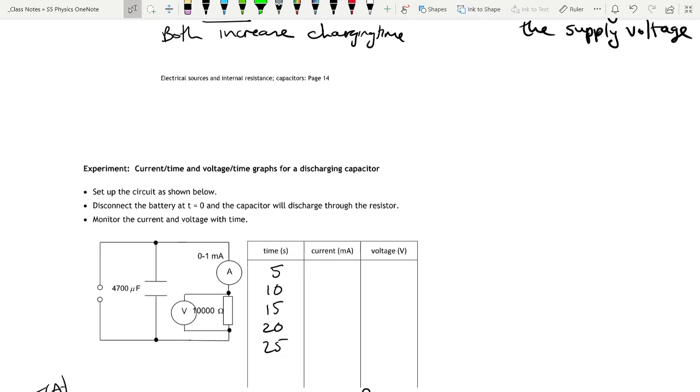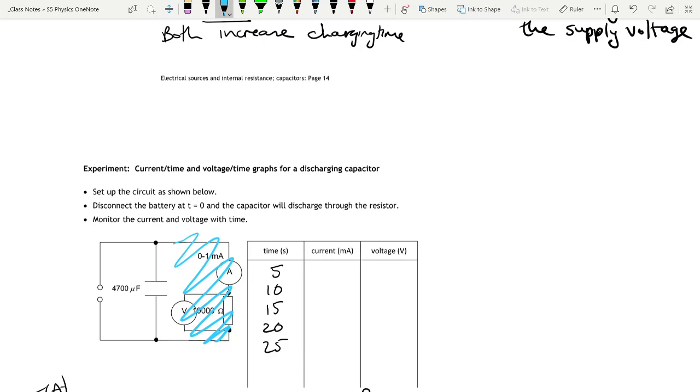Okay, the next part is looking at discharging capacitors. To discharge a capacitor, you first of all have to charge it, and that's why we've got two parts to this circuit. The first part, if we ignore the other part first of all, is a power supply connected to a capacitor. You can charge the capacitor by connecting it up to a power supply, and we know that the capacitor will reach the voltage of the power supply after a certain amount of time. So that's what we want to do first of all.